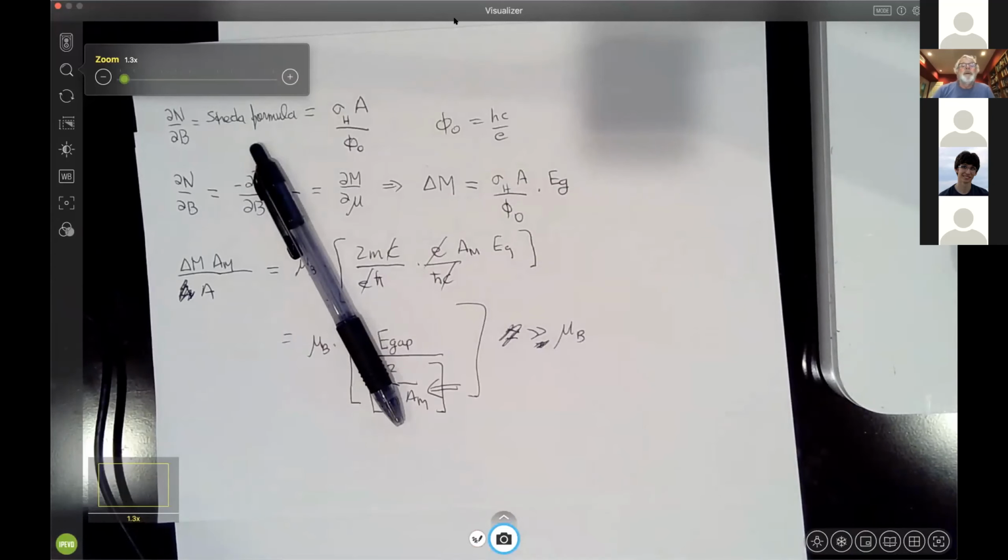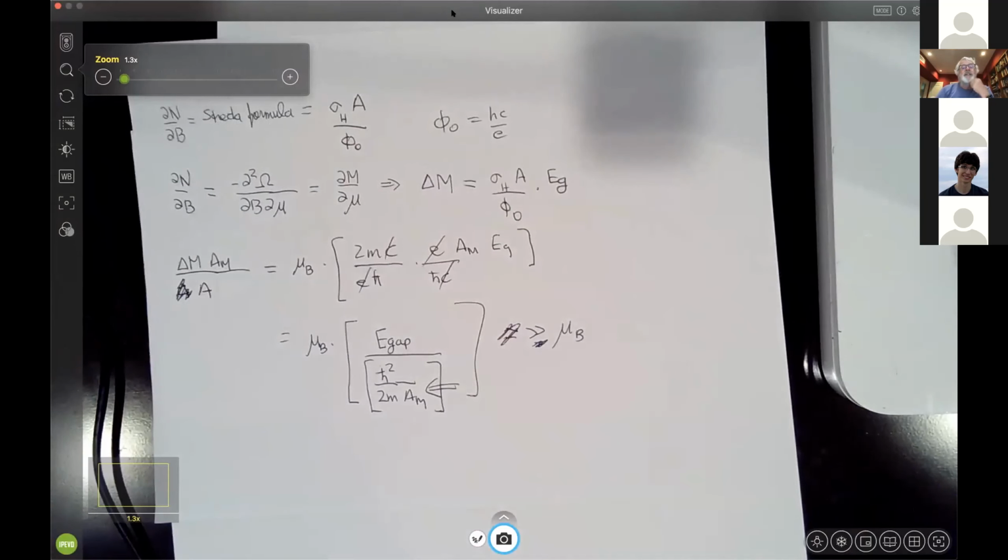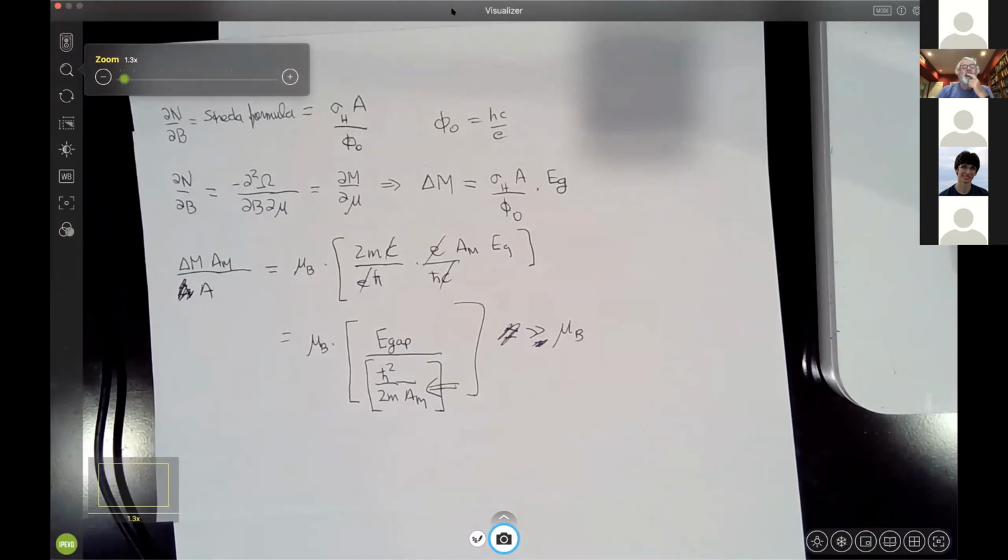There might be some spin magnetization as well. So this orbital magnetization is typically the larger magnetization, and it has this interesting property.